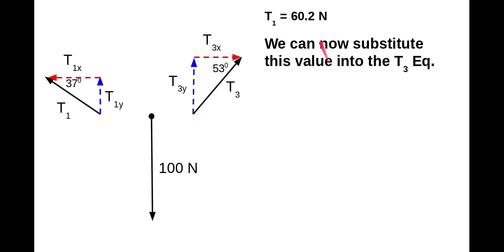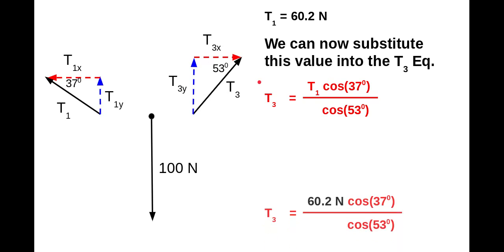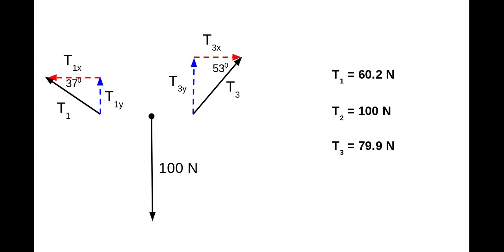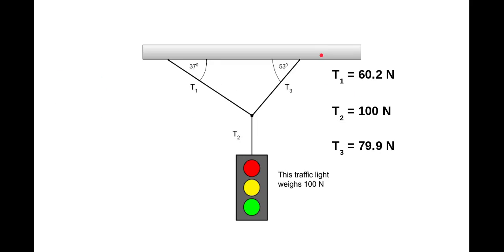Now that we know what T1 is, we can go back to that other equation where we solved for T3, and plug in this new value for T1. T3 is equal to 60.2 newtons times the cosine of 37 divided by the cosine of 53. We do that out and we get 79.9. So now we have all the answers to the tensions. There's your solution to the traffic light problem.